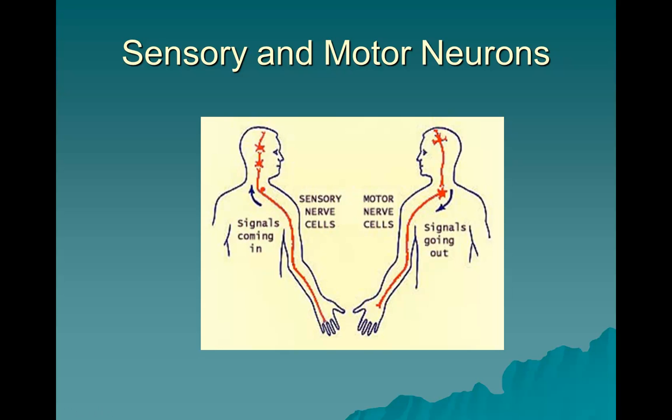Sensory or afferent neurons conduct impulses towards the spinal cord and brain. Motor or efferent neurons conduct impulses away from the brain out to the muscles and also sometimes to glands.